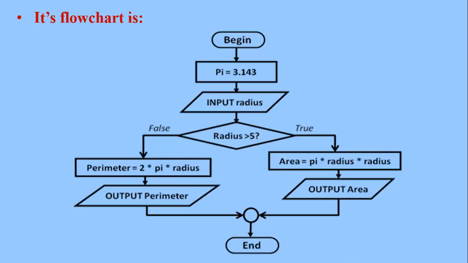So whatever value is entered, whether it is less than 5 or more than 5, something will be done. If it is greater than 5, the condition will evaluate to true, area will be computed, and results get displayed on the screen. If the value entered is less than 5, meaning radius is not greater than 5, then perimeter will be computed, and the results will be displayed on the screen. And that's the end of that condition.